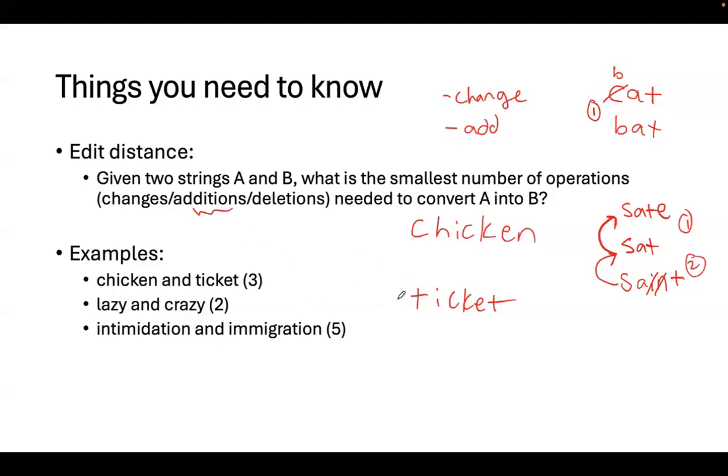So turn to your neighbors and verify that these numbers are correct. To turn ticket into chicken, or maybe both ways, it's 3. Lazy and crazy, the distance is 2. Intimidation and immigration, the distance is 5. So turn to your neighbors and verify those numbers.